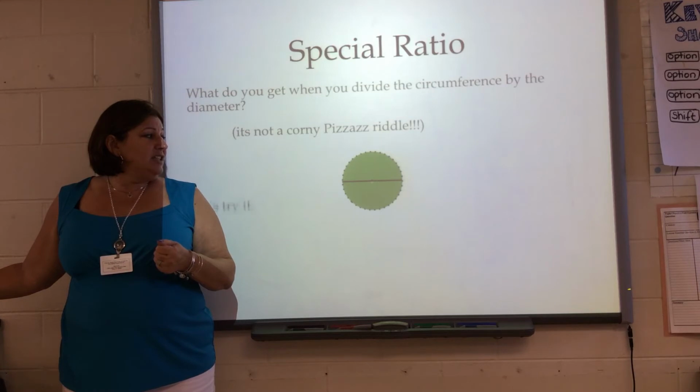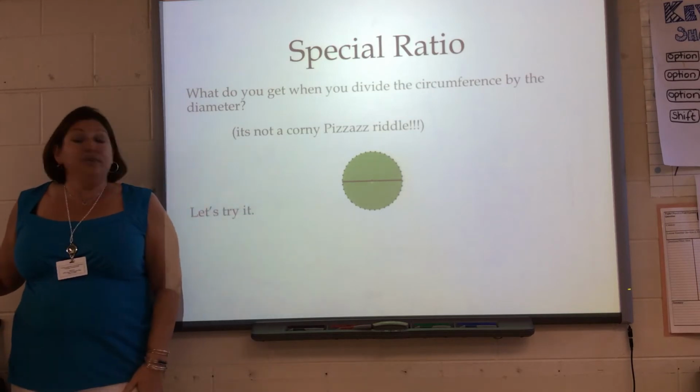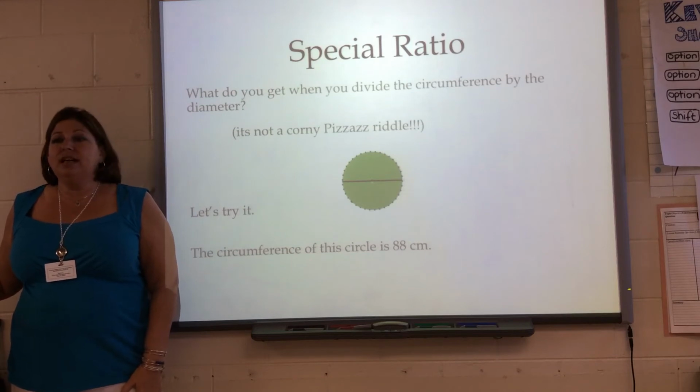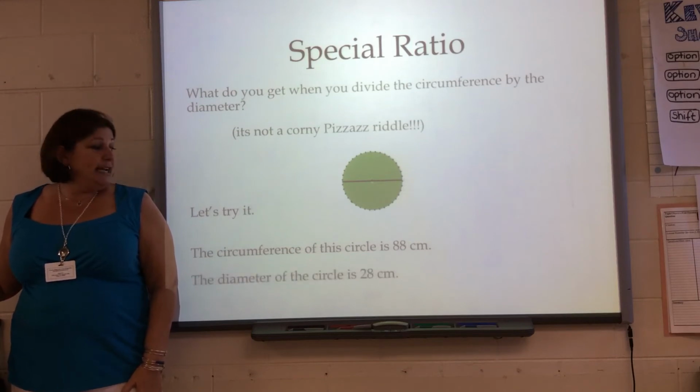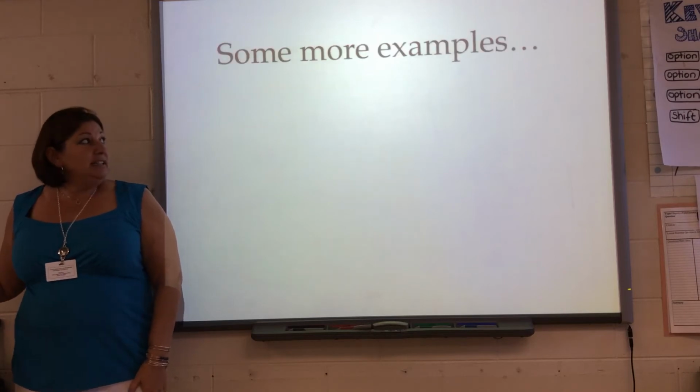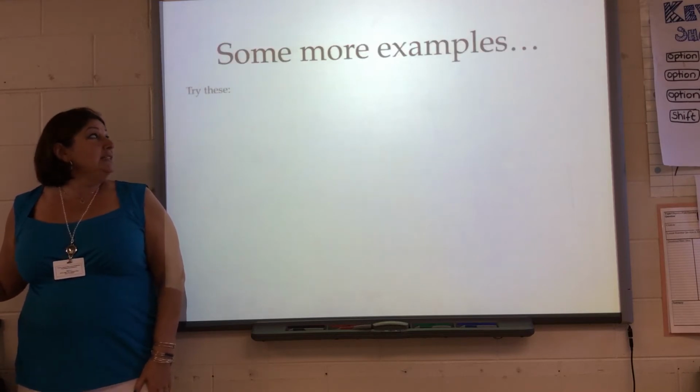If I have this circle and I tell you that the circumference is 88 centimeters and the diameter is 28 centimeters, I'm asking you to divide 88 by 28. Let's hold off on our answer for a second. Let's take a look at some more examples.